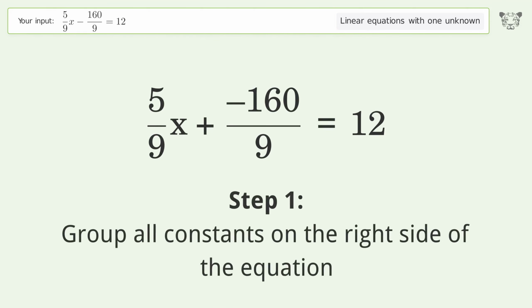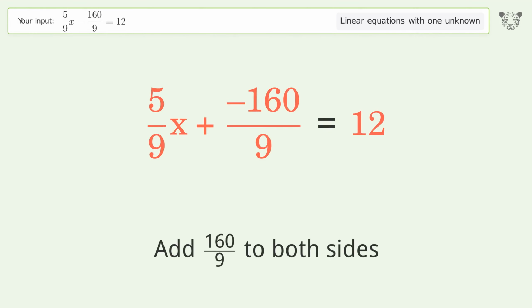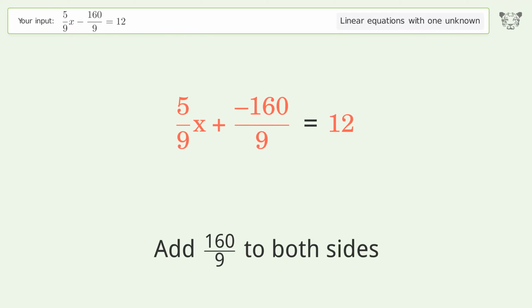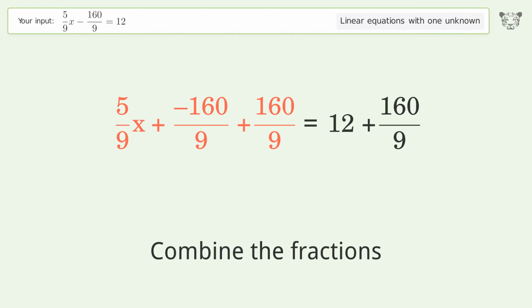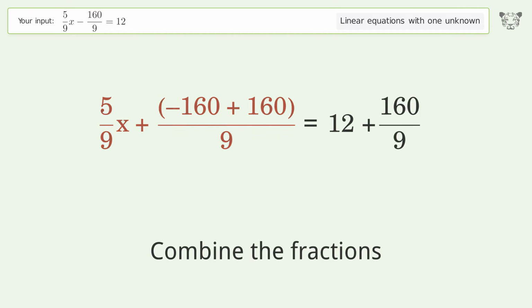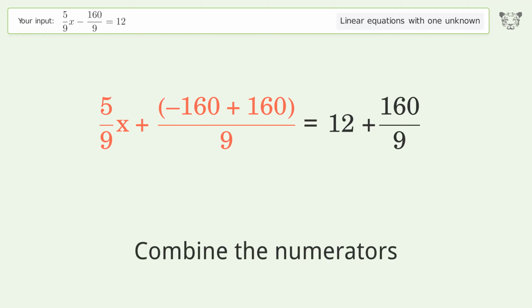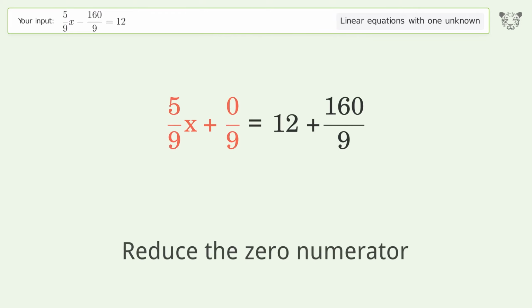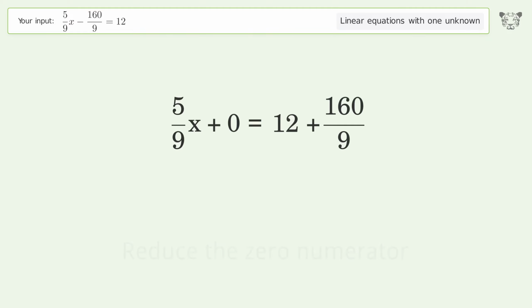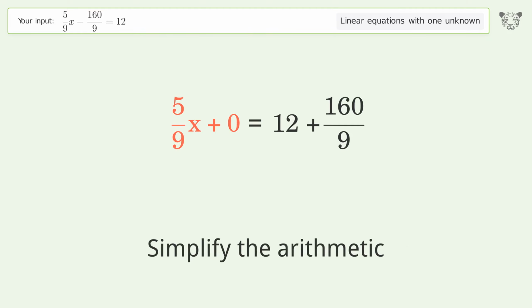Group all constants on the right side of the equation. Add 160/9 to both sides. Combine the fractions. Combine the numerators. Reduce the zero numerator. Simplify the arithmetic.